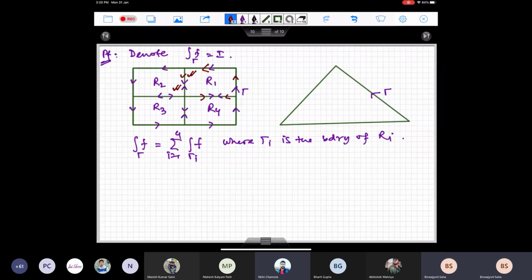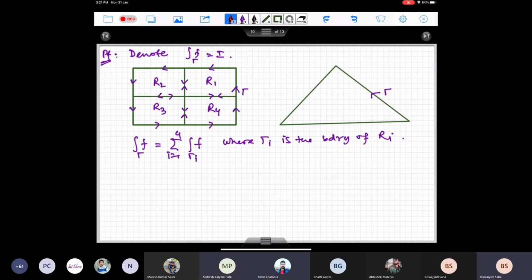That's why I drew all these directions explicitly, so that you see that whichever lines you take inside this bigger rectangle, all of them get cancelled, because for one rectangle the line is in one direction, and for the other rectangle it's in the other direction. When I put everything together, I get cancellation, and eventually I end up with this. Do you all agree to this now?